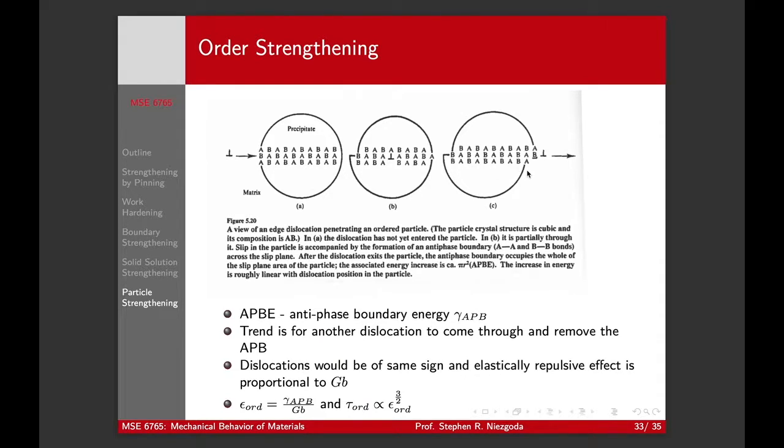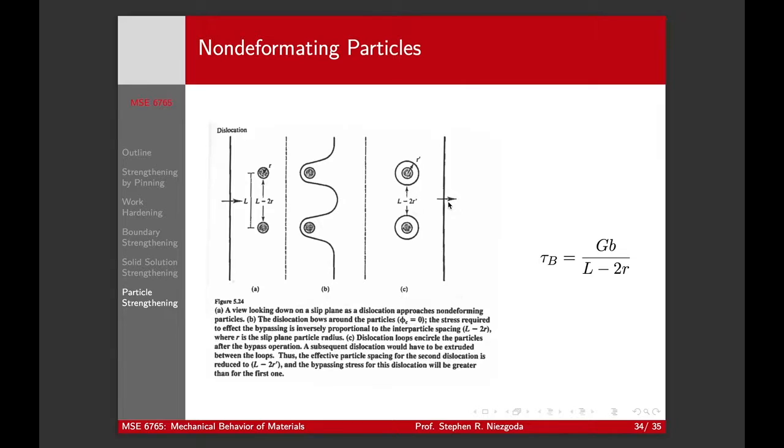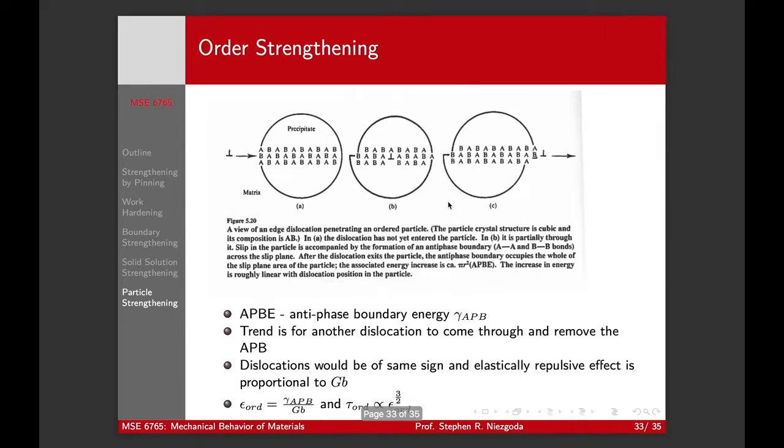it back. Right? So that removes the energy, right? So that dislocation will go through much more easily than the first dislocation. Okay, and so that's order strengthening in a nutshell, right?